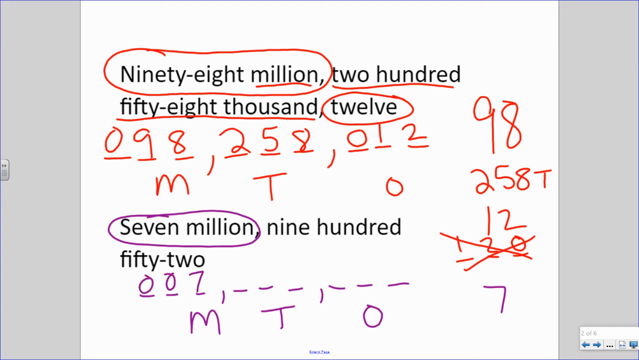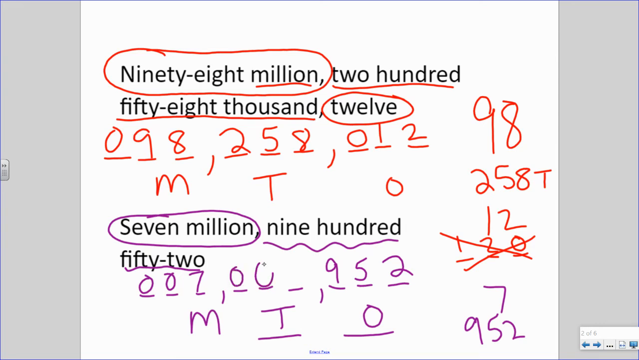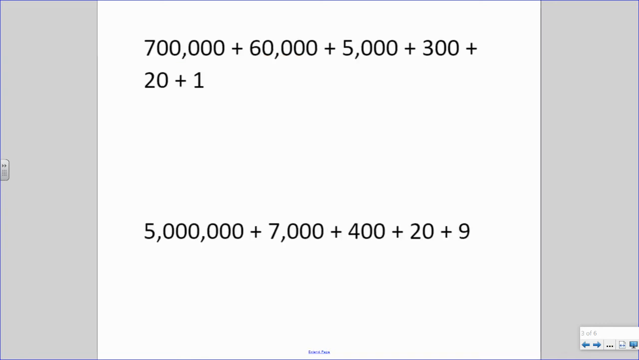Now this is the tricky part. I have 2 periods left, the thousands and the ones, but all I have left is the phrase 952. It doesn't say 952,000. In fact, there's no thousand in this entire word form, which means I don't have any. That 952 is actually 952 in the ones period. And so since it doesn't say I have any thousands, I do need to fill that in with zeros. So I end up with 7,000,952.